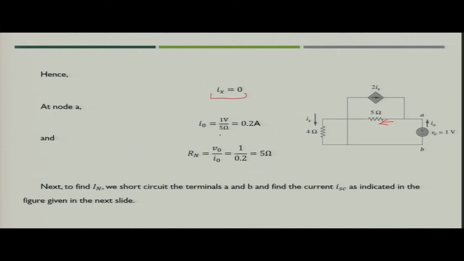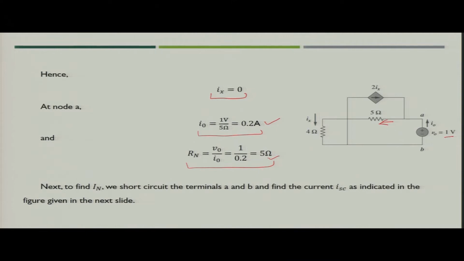So, what we get, the current I naught is nothing but 1 volt divided by 5 ohm resistance. So, when you calculate I naught, you get 0.2 ampere, and the Norton's resistance you can simply calculate, that is V naught upon I naught, and that is nothing but 5 ohm.